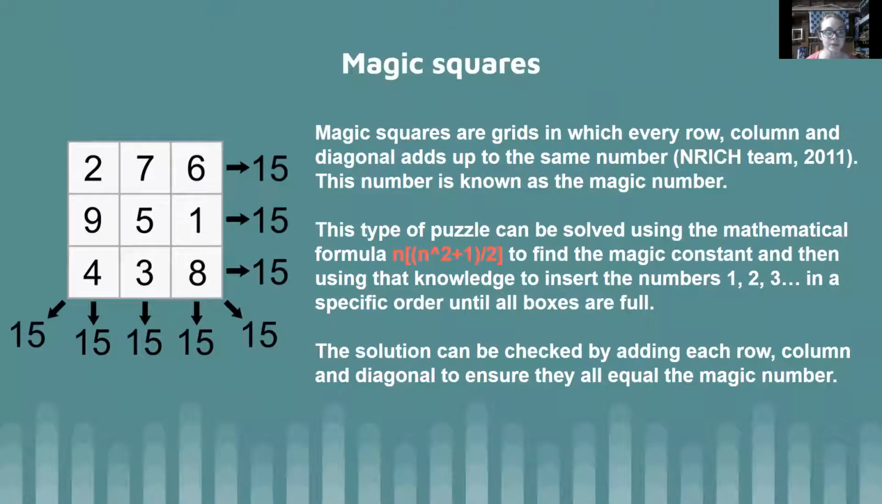Then magic squares are grids in which every row, column and diagonal adds up to the same number. This number is known as the magic number. This type of puzzle can be solved using a mathematical formula to find the magic constant, and then using that knowledge to insert the numbers 1, 2, 3, and so on in a specific order until all boxes are full. The solution can be checked by adding each row, column, and diagonal to ensure they all equal the magic number.